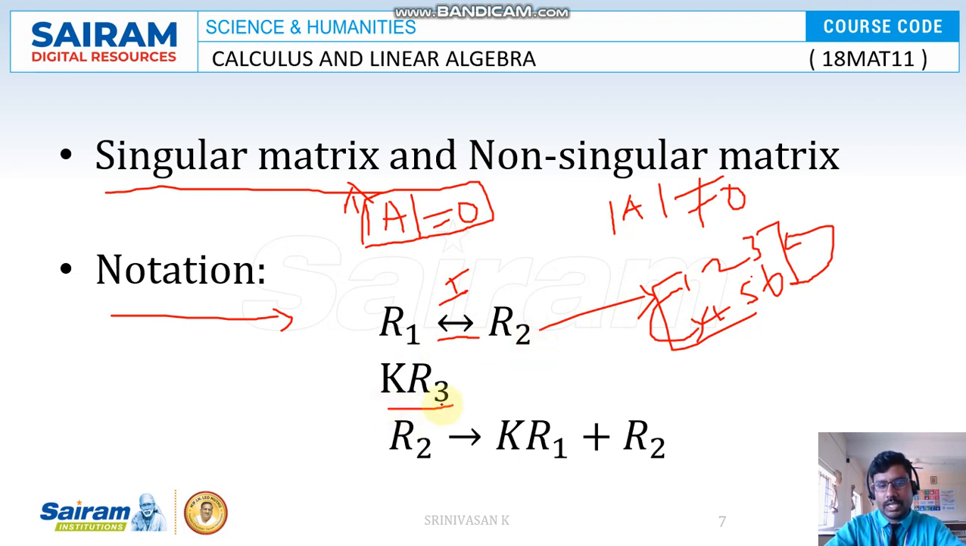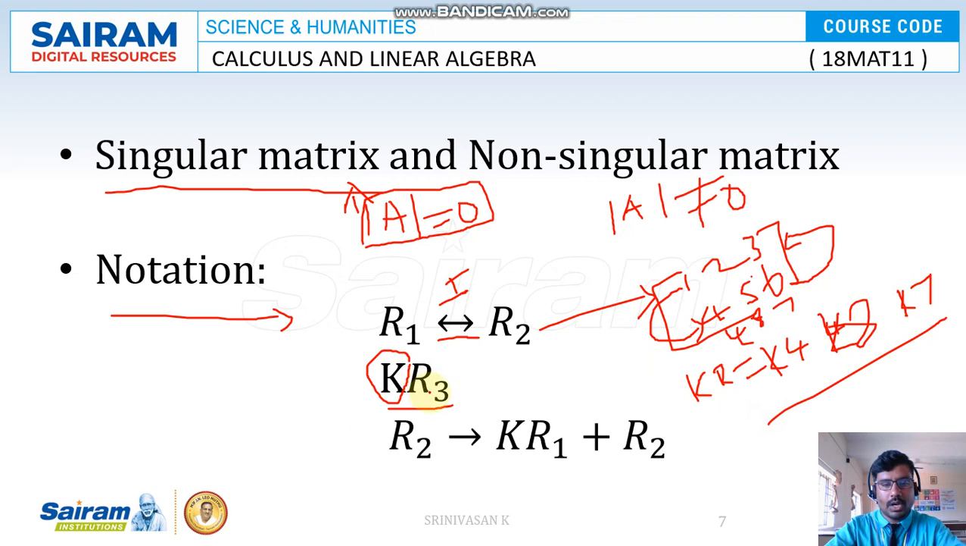And next, K into R3. The meaning is that K is some scalar constant. We have to multiply K in each row. So K into R3 means, for example, here 4, 8, 7 is R3. We have to multiply K into 4, K into 8, and 7 into K. So each and every element in R3, we have to multiply by K. This is the second notation.